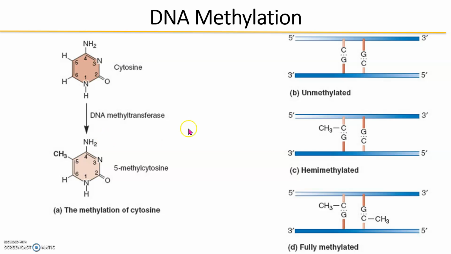Now, remember, DNA is a double-stranded molecule, and that cytosine binds to guanine. So you can have an unmethylated DNA, a hemimethylated where only one strand is methylated, or fully methylated where there's a methyl group on both strands in that area.